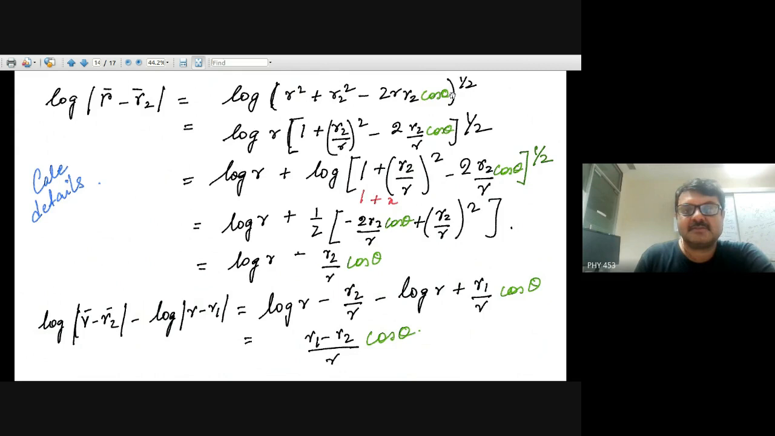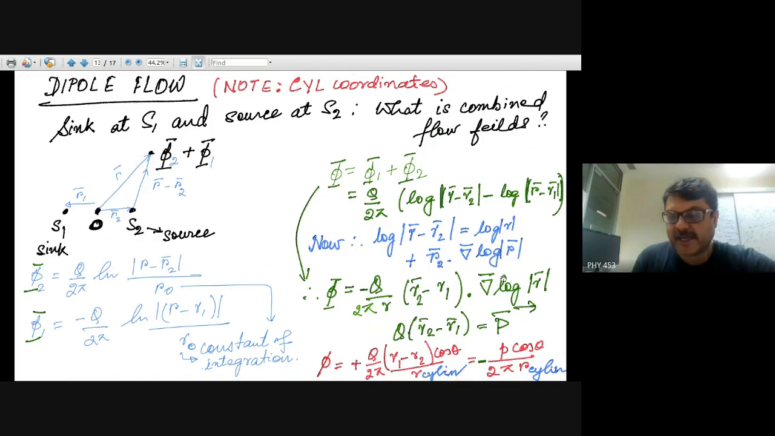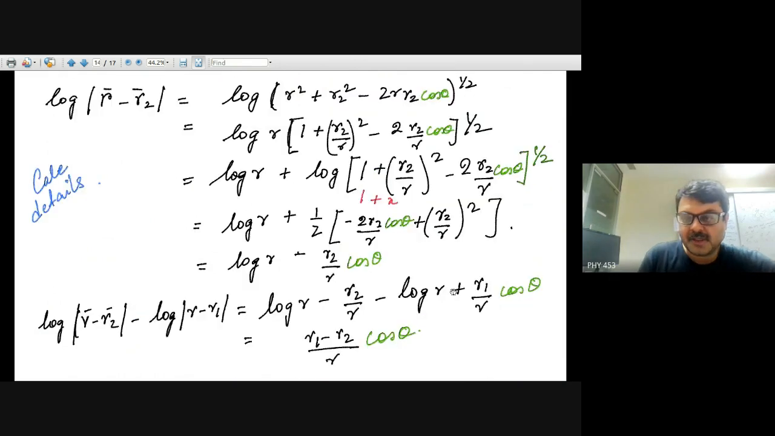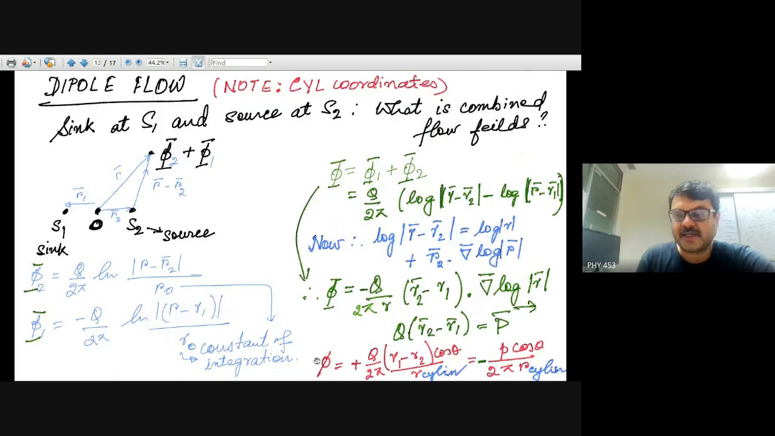You can just try it out. So then you get essentially minus q by 2 pi r, r2 minus r1. Remember, there was r1 minus r2. Since I'm writing in terms of r2 minus r1, you get a minus sign here. And this q times r2 minus r1 you write as p, like something like a dipole moment, except it's not charge, but this is q, the flow rate.